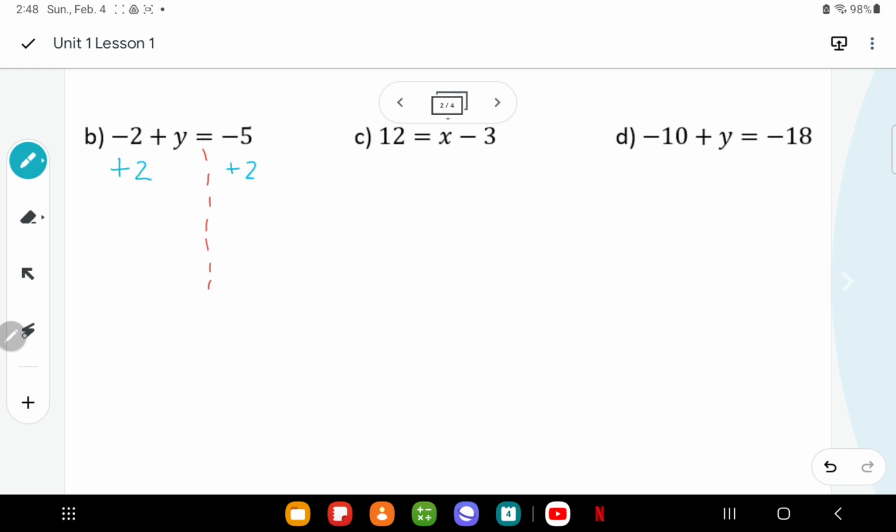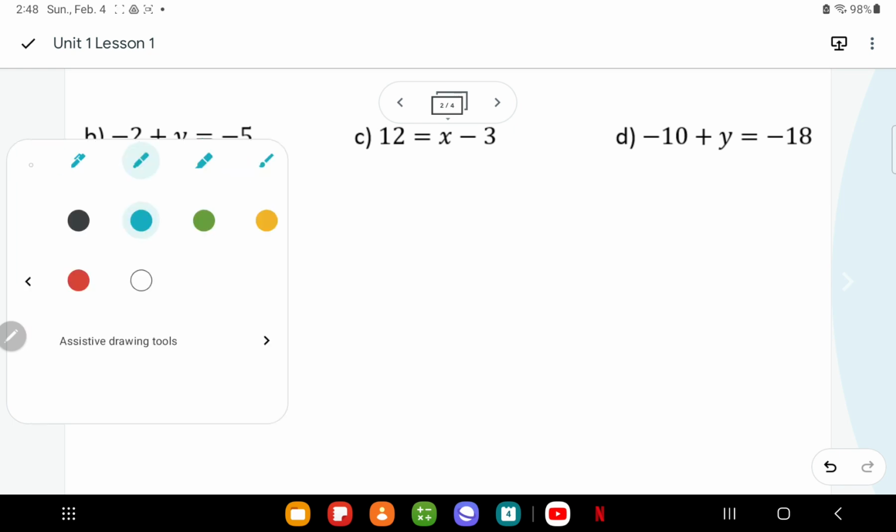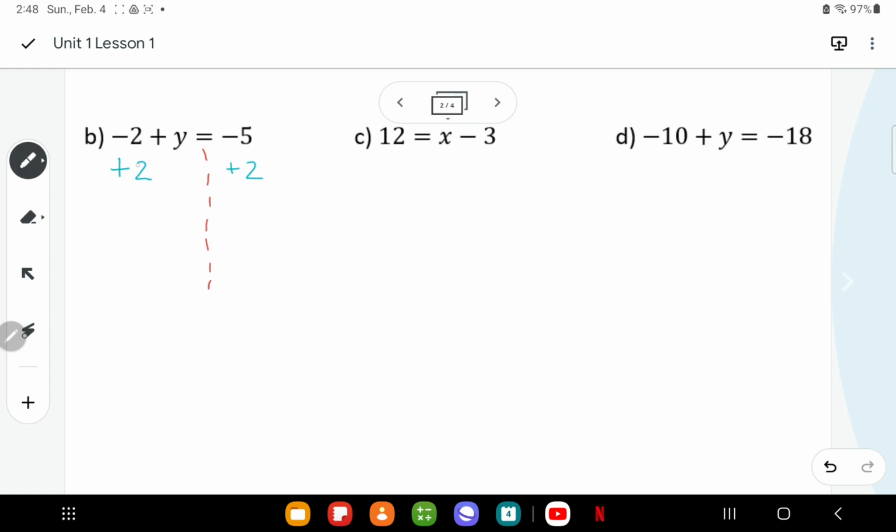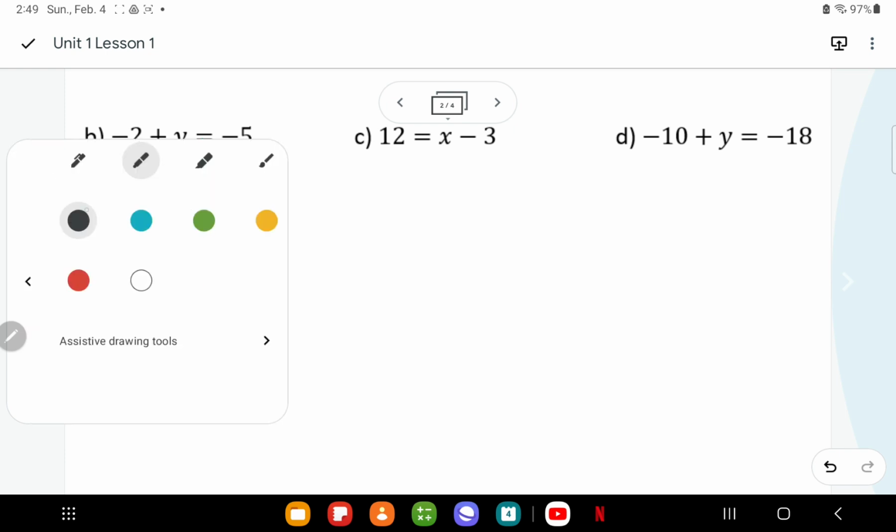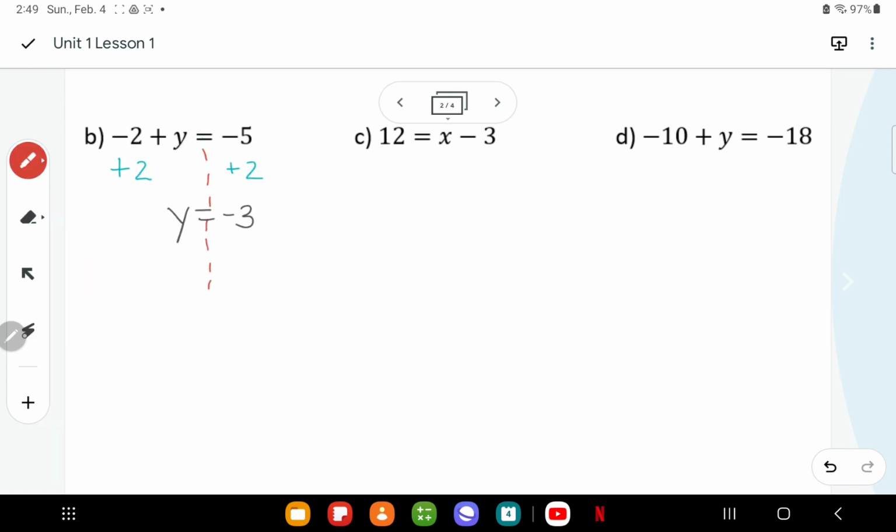We know that negative and positive are opposites. So negative 2 plus 2, opposites are gone. Then I just have y equals. And then negative 5 plus 2 gives me negative 3. Make sure you're checking those on your calculator if you're not quite confident with how to do those integer operations.